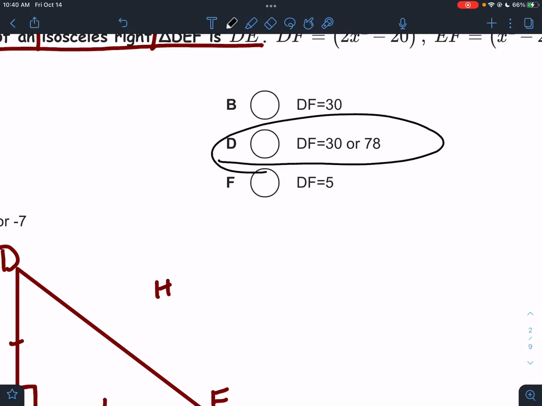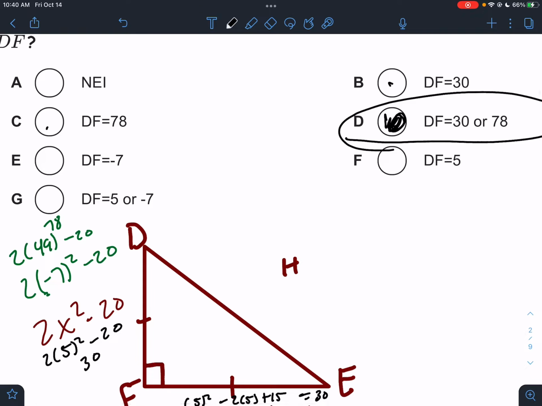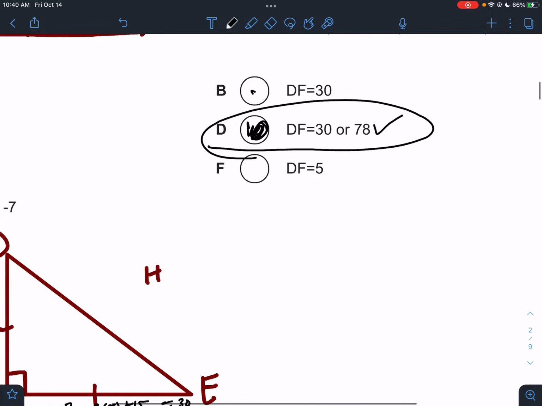They both work. You've got to chime in at answer choice D. It's got to be D. Don't tell me B. Don't tell me C. It's got to be this one. Both answers work. I need both answers there. Make it happen, fam.